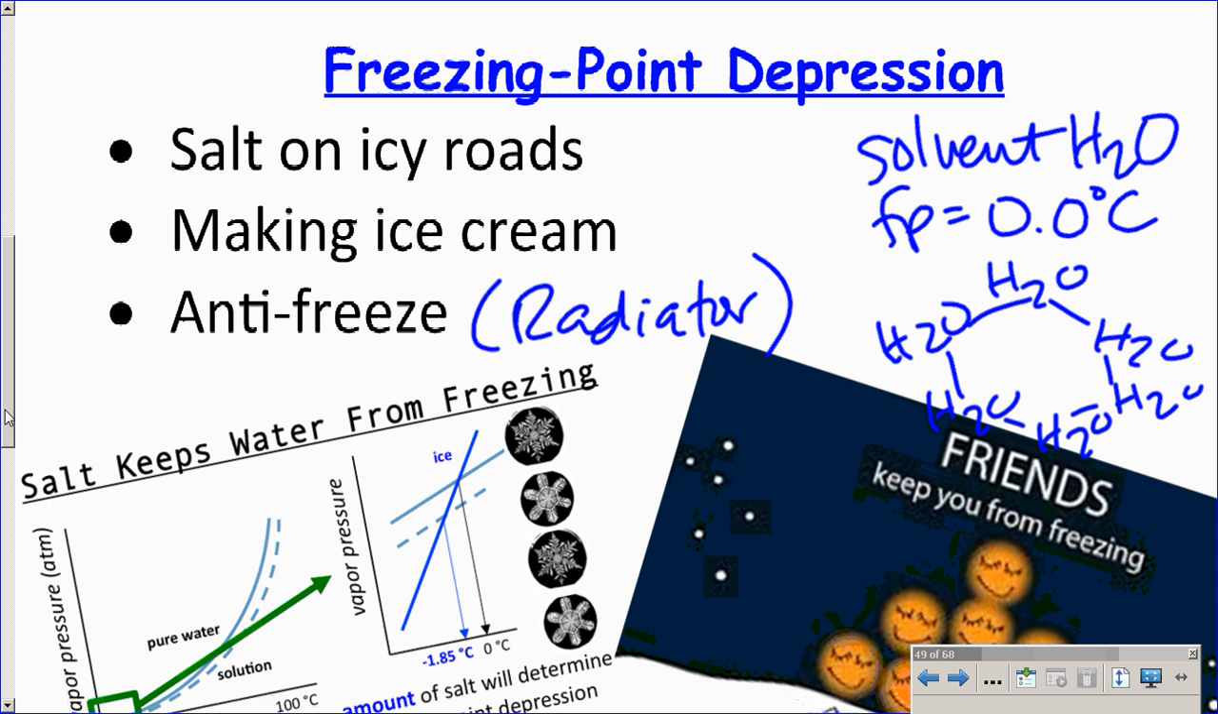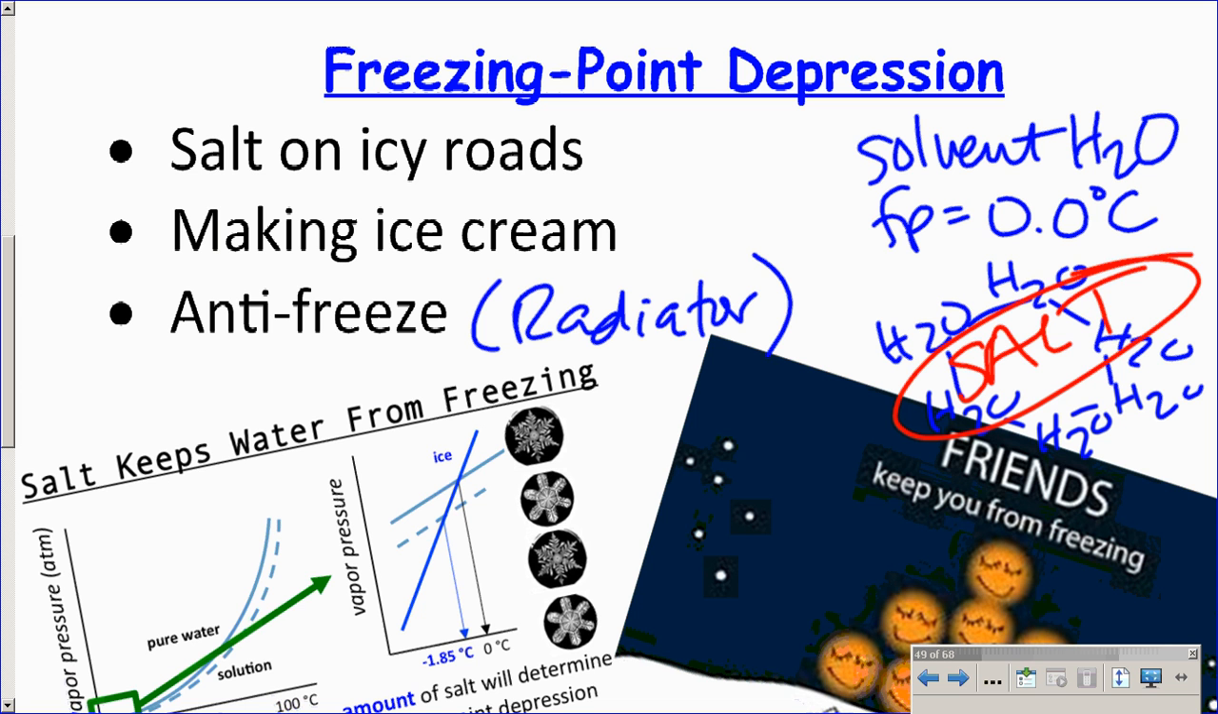Well, when I put salt on the roads, this salt is going to start interfering with this lovely hexagonal formation so ice can form, right? So if salt is a home wrecker and it gets in the middle of it, can the water freeze? No. The water is slowing down, it's lowering temperature, but the salt's getting in the way. They can't form ice crystals.